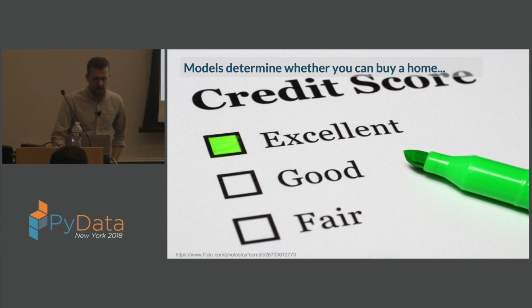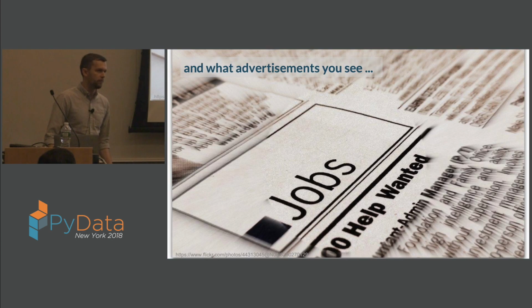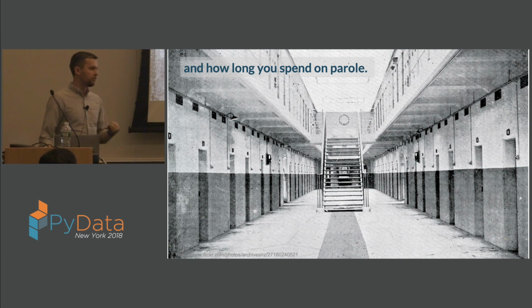To start off with, I think there's a pretty broad consensus at this point that machine learning models can have a big impact on people's lives. Credit scoring models determine whether you can get a loan to buy a house. Advertising models determine what kind of job opportunities you get exposed to through job ads, or what kind of credit products or credit terms you get exposed to through credit offering advertisements. And machine learning models can even affect things like how long you spend in jail waiting for parole.